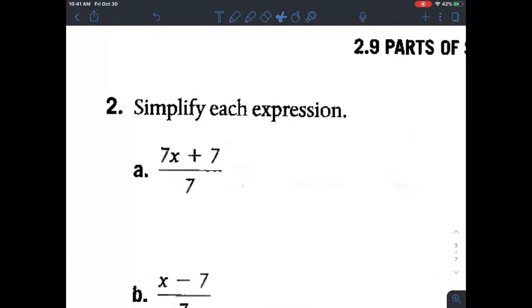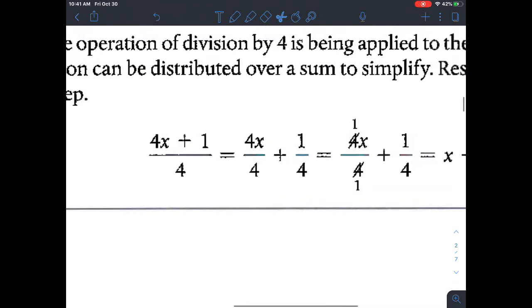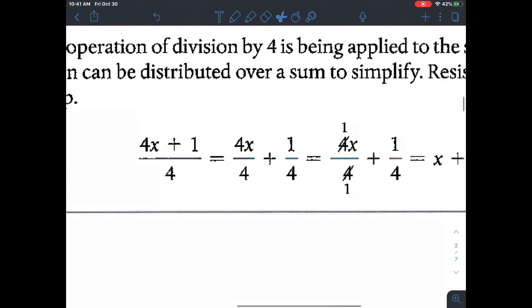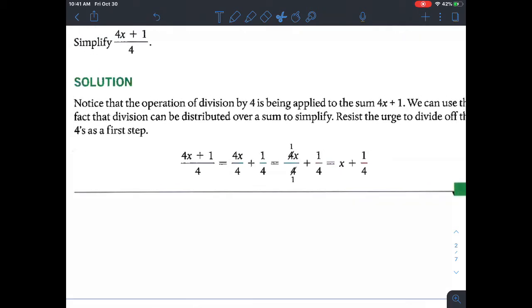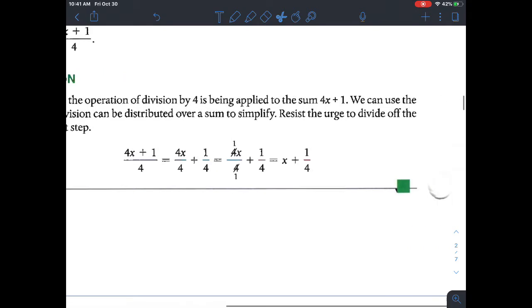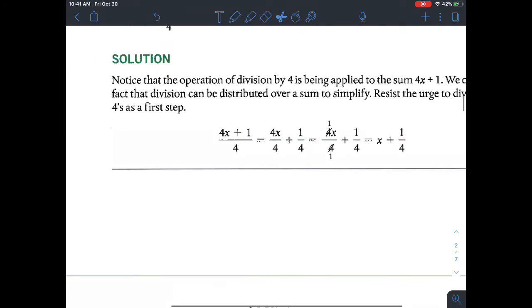We have (7x + 7) divided by 7. We want to simplify it if we can. Just like they talked about in the example here, it's pretty much the same thing except they used 4s and 1s. If the operation, divided by 4, is being applied to the sum 4x plus 1, we can use the fact that division can be distributed over a sum to simplify.